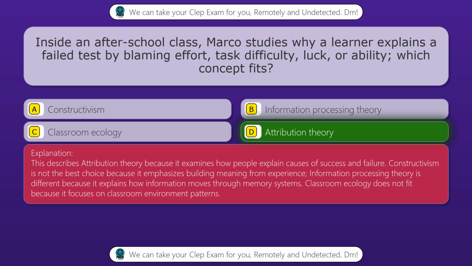This describes attribution theory because it examines how people explain causes of success and failure. Constructivism is not the best choice because it emphasizes building meaning from experience. Information processing theory is different because it explains how information moves through memory systems. Classroom ecology does not fit because it focuses on classroom environment patterns.